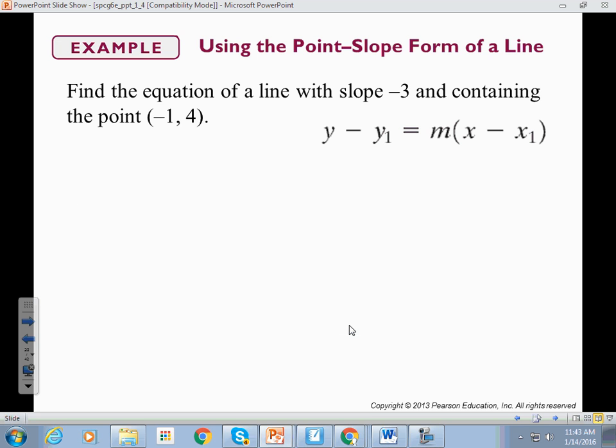So for example, if I have a slope of -3 and a point of (-1, 4), I take my point-slope form and I'm going to put in 4 for my y1, -1 for my x1, and -3 for my slope. Then I want to simplify that down. If you don't simplify, it's not going to give you the correct answer when you take your quiz.